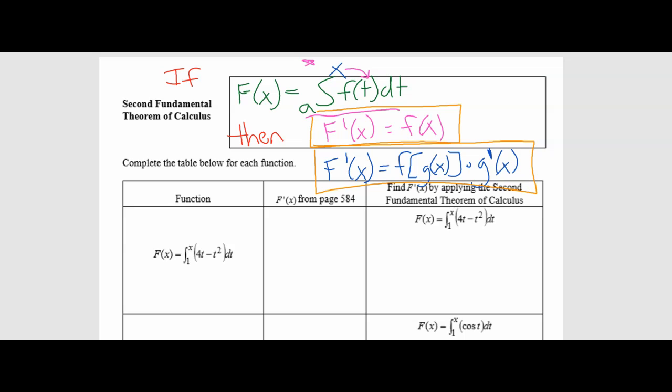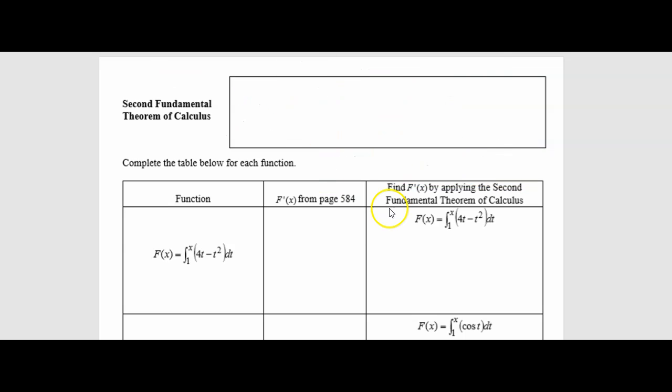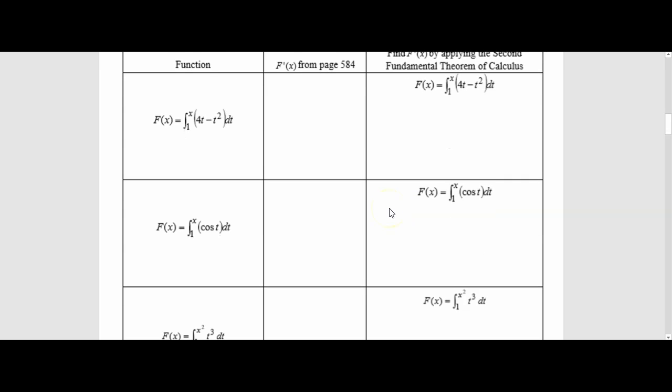This will also make the problems we did up above at the very beginning of this lesson a whole lot easier. So let's go through and see why that's true. We'll do the first one and we'll do the third one. I don't think we need to do all of them.